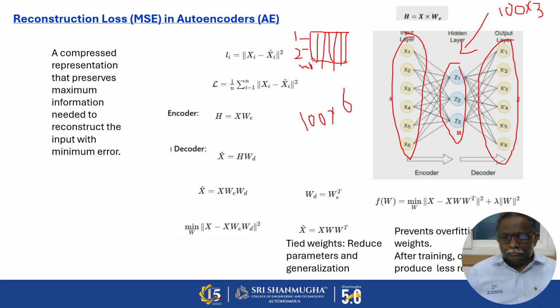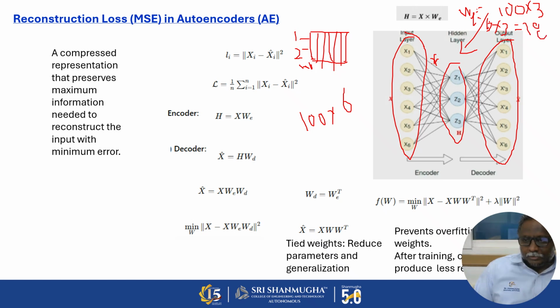Based on this, how many weights are there between the input and the hidden layer? This is a matrix form. The encoder weight matrix W_E would be 6 by 3. This is a matrix form, so there are 18 parameters. So in total there are 18 parameters between the input layer and the hidden layer.